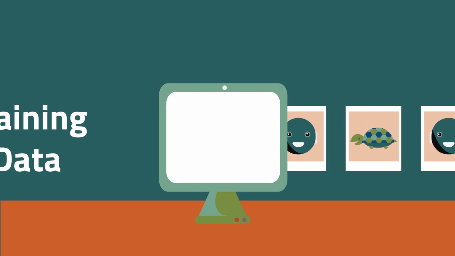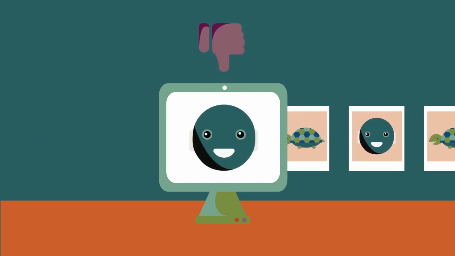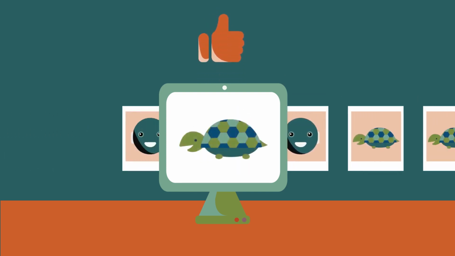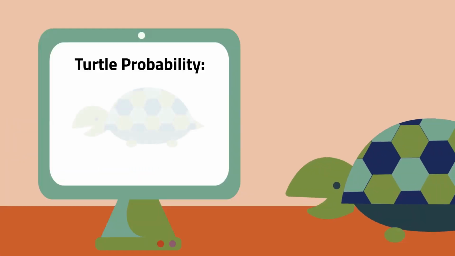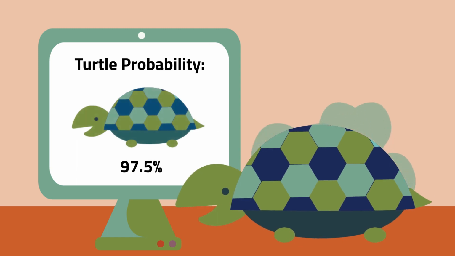For example, if you want to train a computer to recognize turtles, you show it a bunch of turtle images, along with other images labeled as not turtles. The more images you put in, the better the program gets at telling a turtle from a non-turtle.